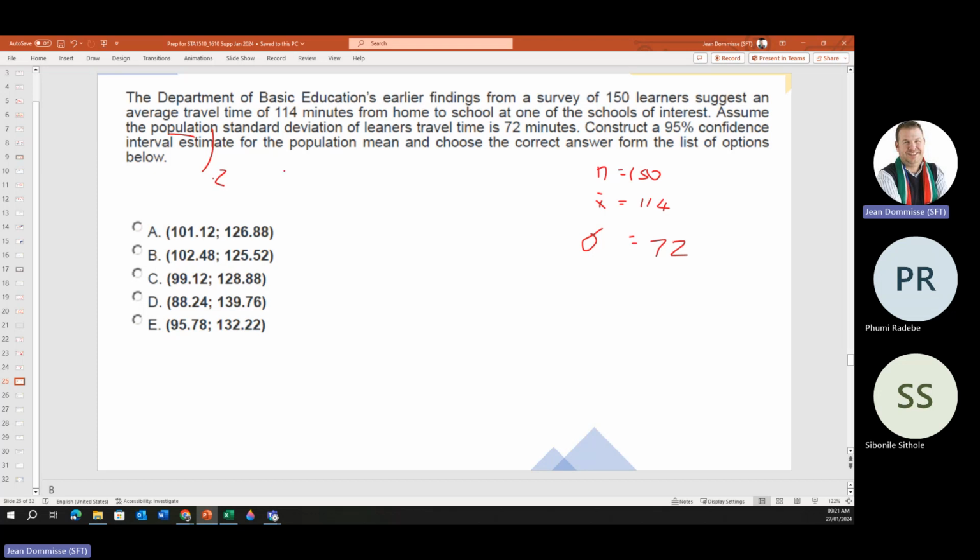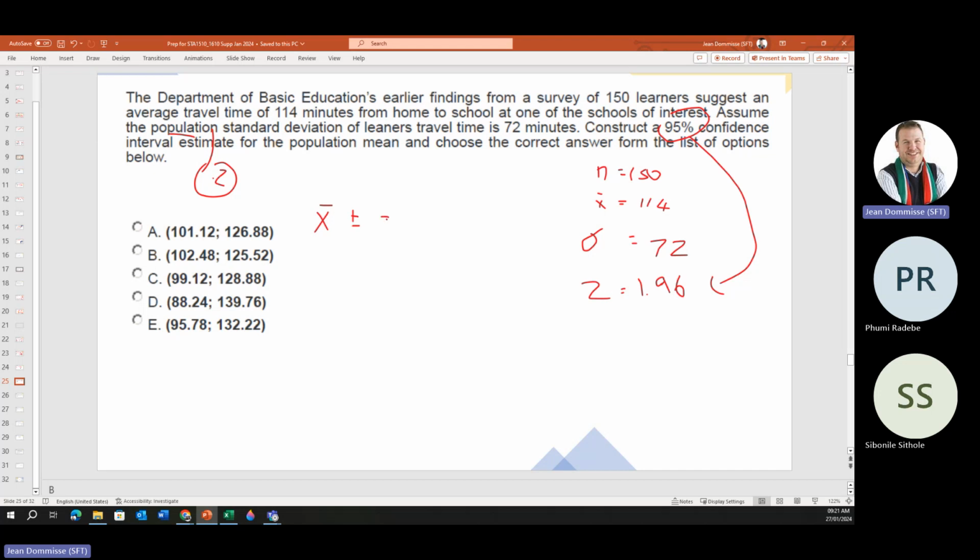Because it's population standard deviation, it's set for 95%. We can already say that Z is equal to 1,96. You don't need to prove it. You don't need to show it. When it's 95% for Z, it is always 1,96. And now we will basically need to work out your confidence interval.